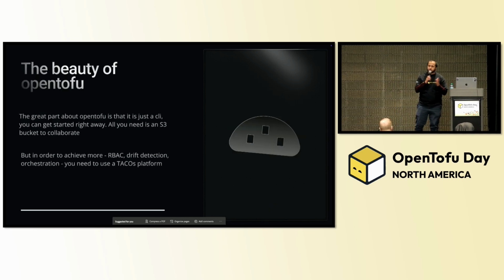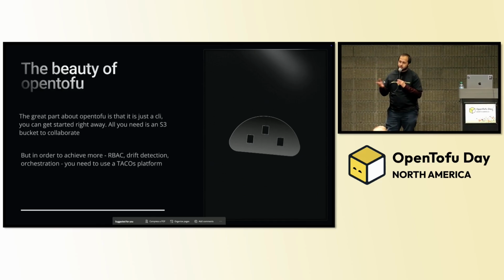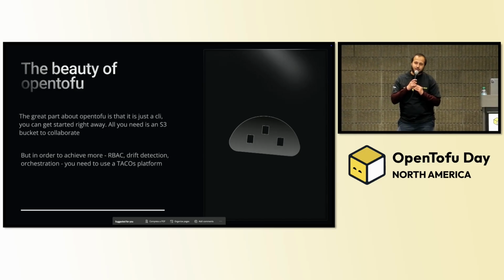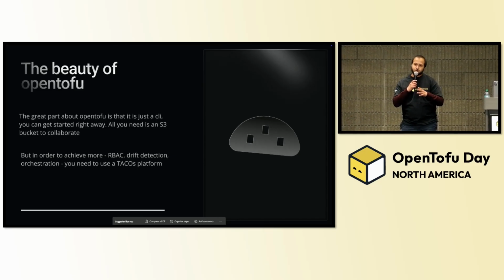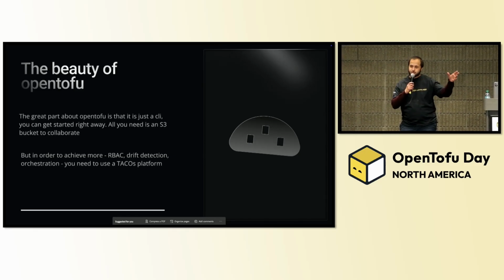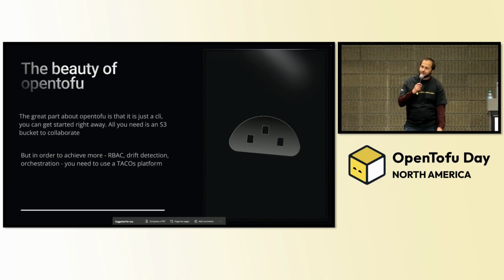One of the greatest parts about OpenTofu is that when you get started, it's just a CLI that you can just download. You write some HCL code, and then you can start provisioning resources immediately. When you outgrow that and you want to collaborate, you push your state file to S3. So you have a bucket, and then you have your team now collaborating with OpenTofu. At some point, you outgrow that.